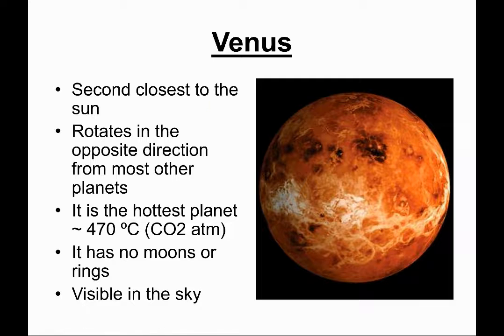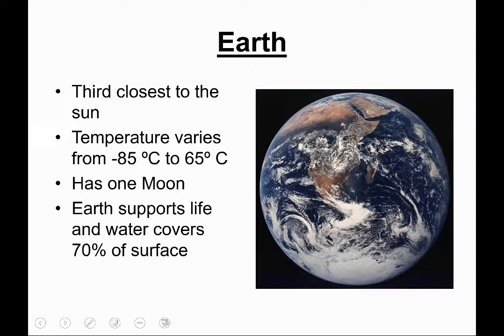Venus is second. It rotates in the opposite direction from most other planets for reasons unknown. It is the hottest planet because it has a CO2 or carbon dioxide atmosphere. High in carbon dioxide. So what happens, though, it's still pretty close to the sun, not as close as Mercury, but all the heat that it gathers from the sun gets trapped in its CO2 blanket. No moons, no rings, and it is visible in our sky.